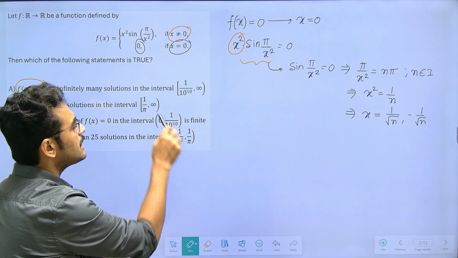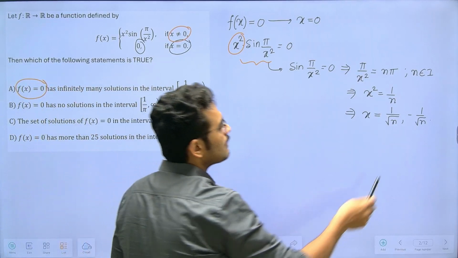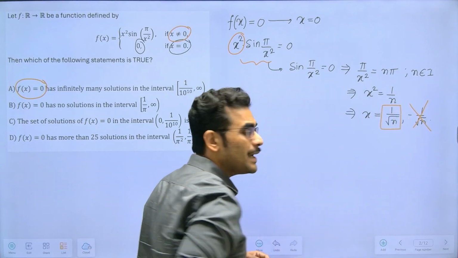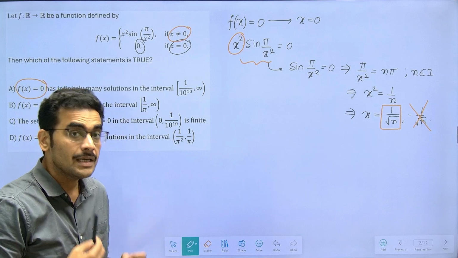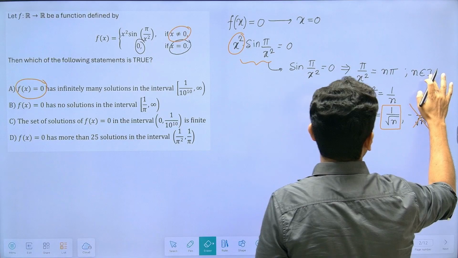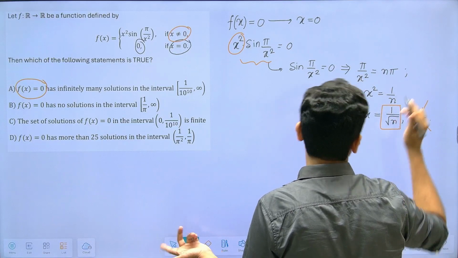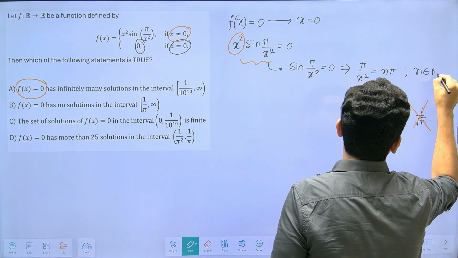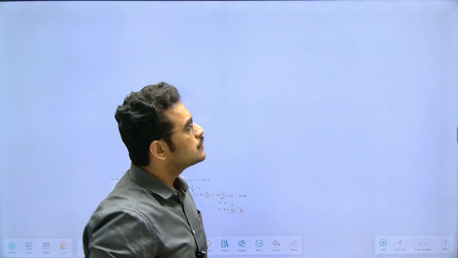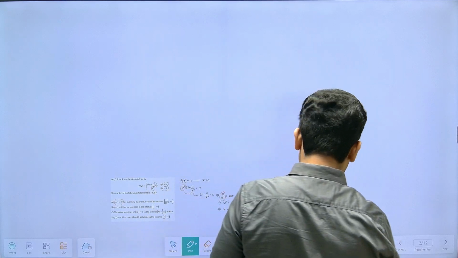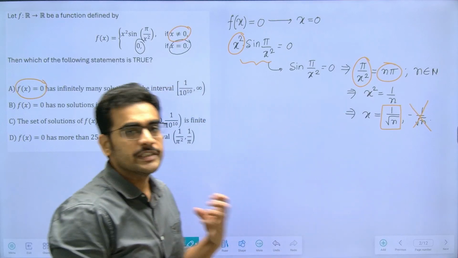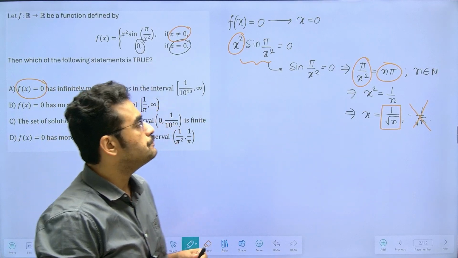But again, all the intervals are positive intervals. So for the time being, we can neglect the negative solution and concentrate on 1/√n, where n is of course a natural number in this case. Here n is not just an integer; n should be a natural number, because π/x² is always going to be a positive value. So nπ must be a positive value. So n must be a natural number.